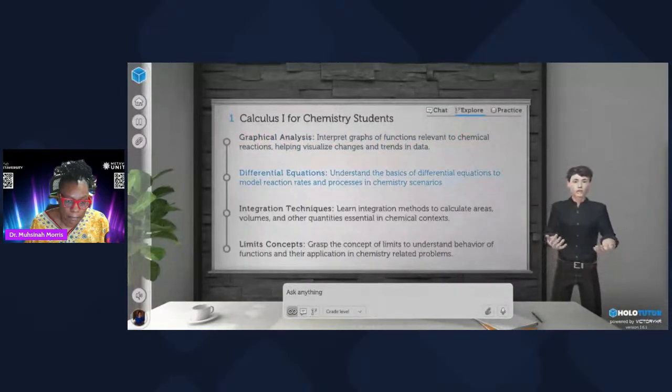Differential equations are essential in chemistry for modeling reaction rates. Consider a simple reaction where the rate of change in concentration of a reactant is proportional to its current concentration. This forms a first-order differential equation. dA/dt equals negative kA. Solving it helps predict how concentrations evolve over time, providing insights into kinetics and equilibrium states.